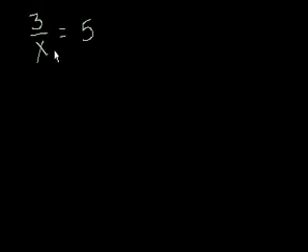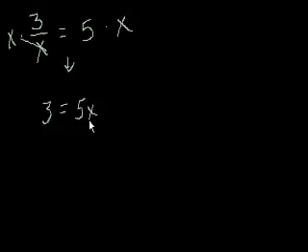One way to get x out of the denominator is to multiply both sides of this equation by x. Do you see that on the left-hand side of the equation, these two x's will cancel out? And on the right side, you'll just get 5 times x. So the two x's cancel out, and you get 3 is equal to 5x. Now we could also write that as 5x is equal to 3.